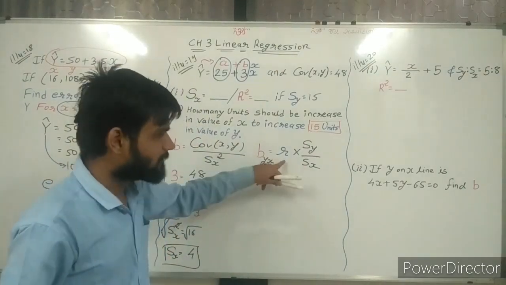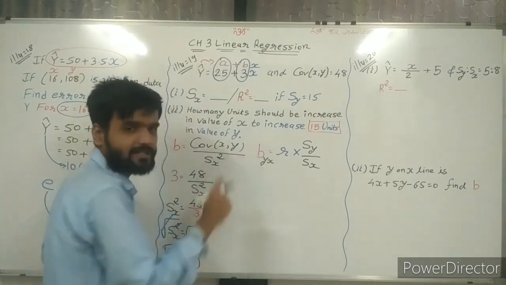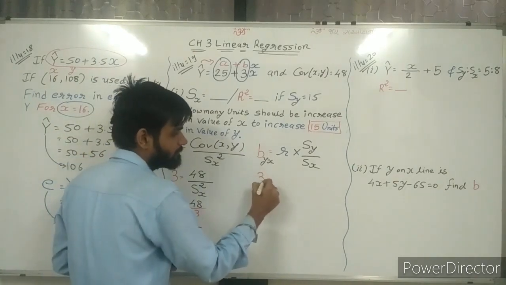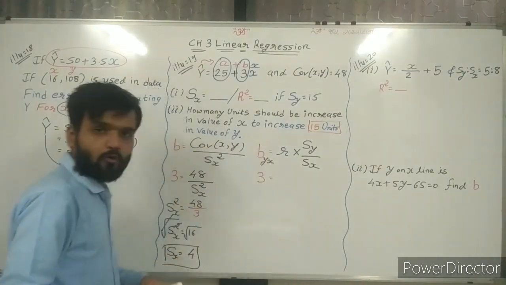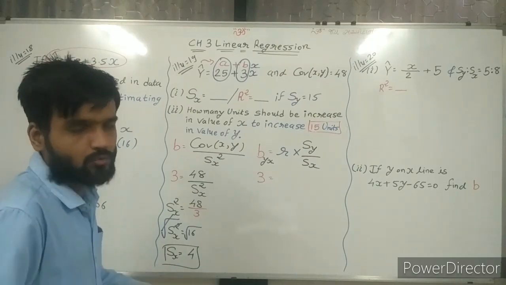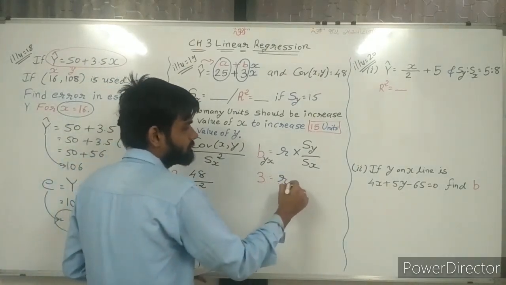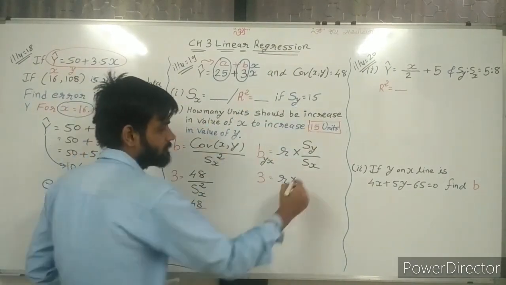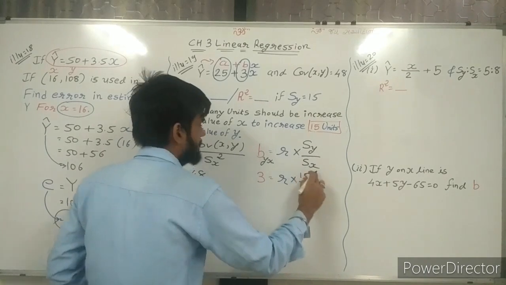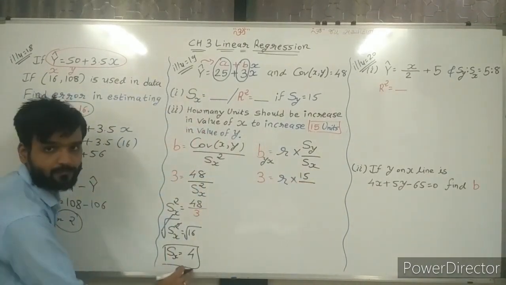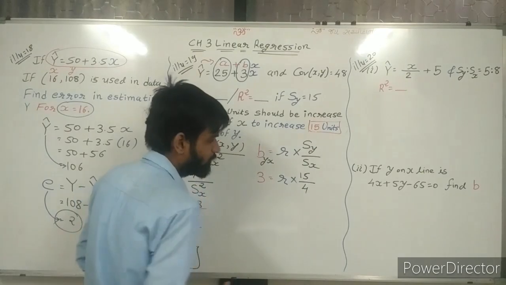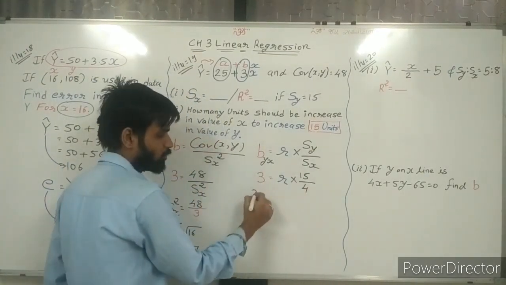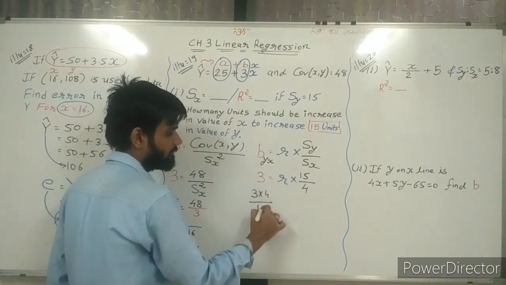Now sir, how can we find r? Simple. b by x. We know the value of b is 3, so write down 3 first of all. Do we know the value of r? No sir, we don't know, so write r as it is. Sy, here written, Sy is 15. Sx we have found here, Sx is 4. Now multiply 4 with 3, with 15 in the denominator. So 3 into 4 divided by 15.